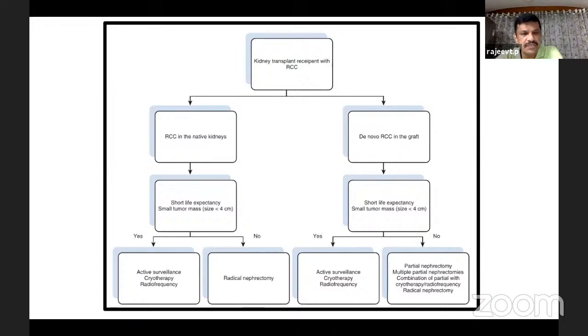Kidney transplant with RCC. If RCC is in the native kidney, with short life expectancy and small tumor size less than 4 centimeters, one can go for active surveillance, cryotherapy, or radiofrequency. If the life expectancy is more, then one can go for radical nephrectomy. If it's a de novo RCC in the graft and the patient has short life expectancy, again active surveillance, cryotherapy, or radiofrequency therapy. If the life expectancy is more, partial nephrectomy, multiple partial nephrectomies, or combination modalities can be advocated.